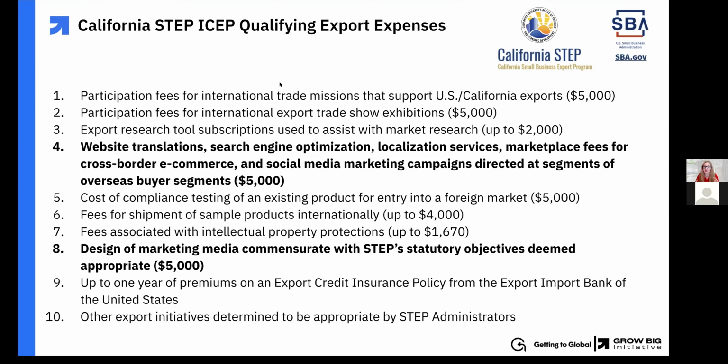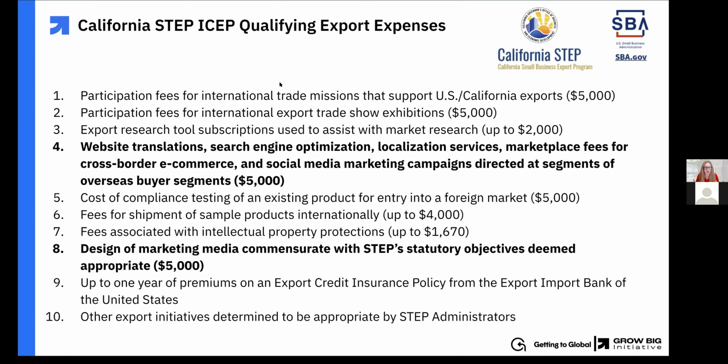Some of these expenses cap at a certain amount. As you can see, IP caps at $1,670 in California. Fees for shipment of sample products cap at $4,000. Number 8 also applies to e-commerce: design of marketing media. So designing your social media ads and designing your landing pages for your ads would qualify, and you could use the entire $5,000 for this particular category.